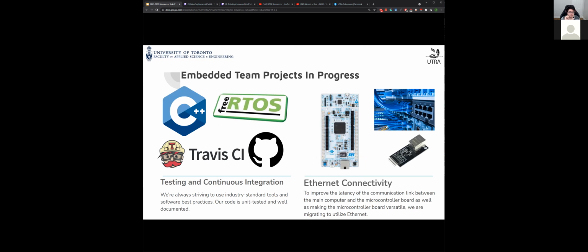I'll mention some of the embedded projects in progress. There's overall testing and continuous integration with the existing subsystems, as well as a project with Ethernet connectivity. As I mentioned before, our main method of communication between all the embedded devices is UART, which, even though it's sufficient, is still lacking in terms of speed and bandwidth. So upgrading to an Ethernet connection would be a much better choice in the future.